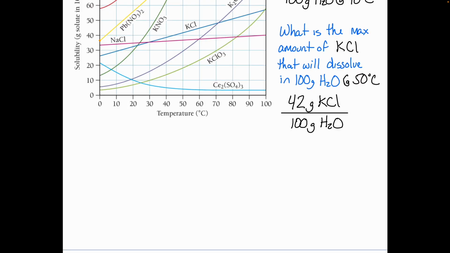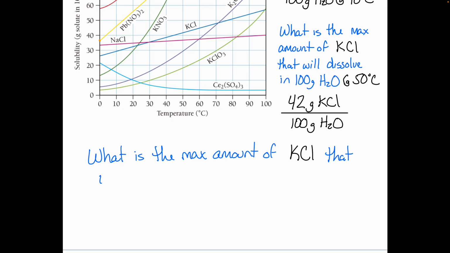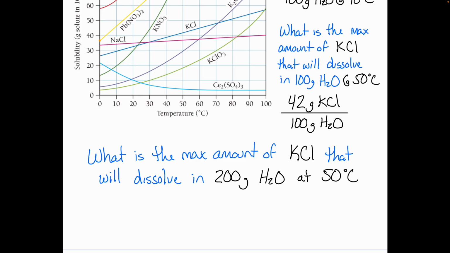So now let's take this just kind of as a reference. Or we can just leave it here. And I'm going to ask, what is the max amount of our, we'll keep the salt the same, potassium chloride that will dissolve in 200 grams of water at 50 degrees. We'll use that fraction of the conversion method.